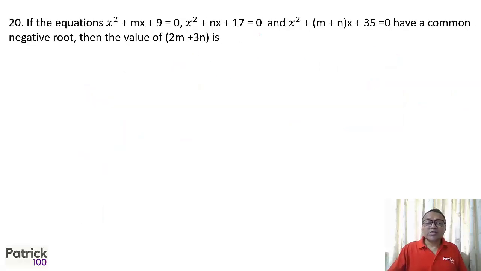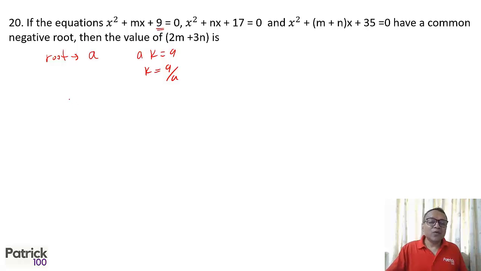If the equations have a common negative root, let me take the common root as A. Since 9 is the product of the two roots, if the second root is K, then A into K becomes 9, so the second root becomes 9 upon A.